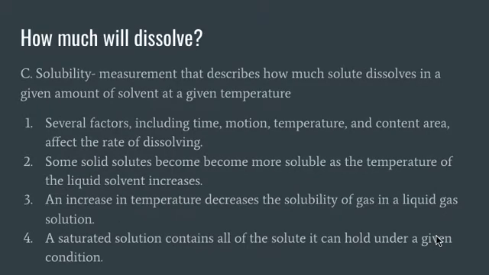Sorry, let me go back a slide here. Here are some of those factors again: time, motion, temperature, and contact area affecting the rate of dissolving. These methods, stirring, shaking, or increasing the temperature, increase the rate at which the surfaces of the solute come into contact with the solvent. Increasing the area of contact between the solute and solvent can increase the rate of dissolving. This can be done by breaking up the solute into smaller pieces, which increases the surface area of the solute that is exposed to the solvent.